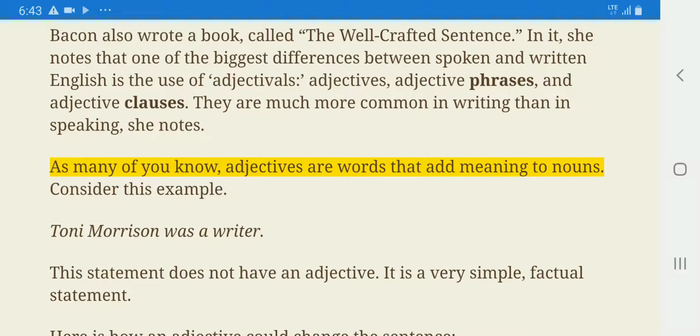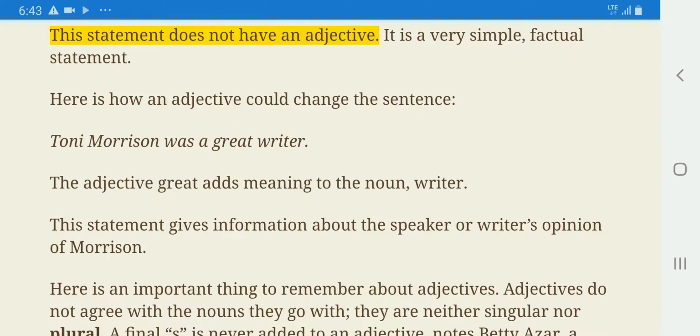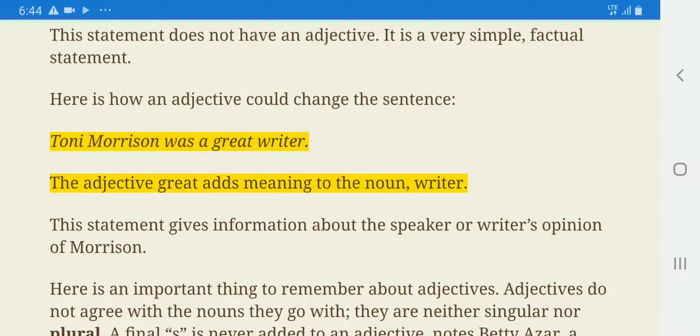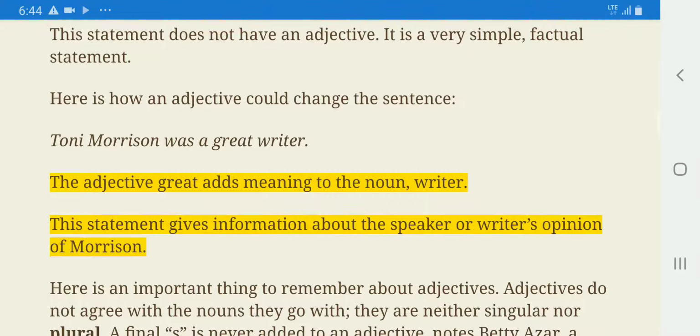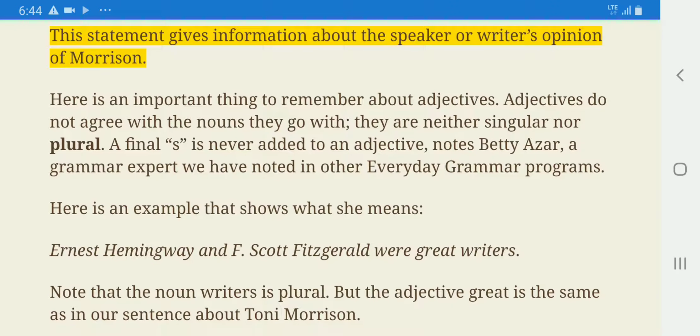As many of you know, adjectives are words that add meaning to nouns. Consider this example. Toni Morrison was a writer. This statement does not have an adjective. It is a very simple, factual statement. Here is how an adjective could change the sentence. Toni Morrison was a great writer. The adjective great adds meaning to the noun writer. This statement gives information about the speaker or writer's opinion of Morrison.